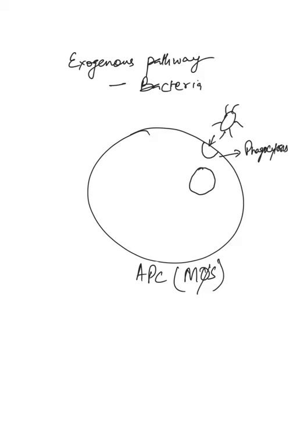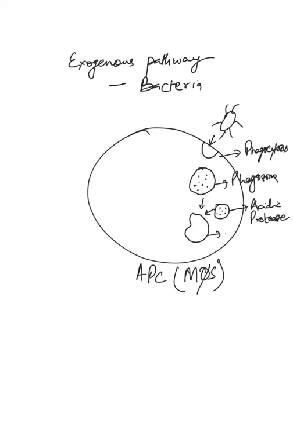So once the bacteria is inside the phagosome, and then you have lysosome here. Lysosome is rich in acidic proteases, and its pH is acidic, so it can fuse. So phagosome and lysosome would fuse, and they'll make it phagolysosome. So after fusion, this bacteria would be broken down into smaller peptides in the phagolysosome.